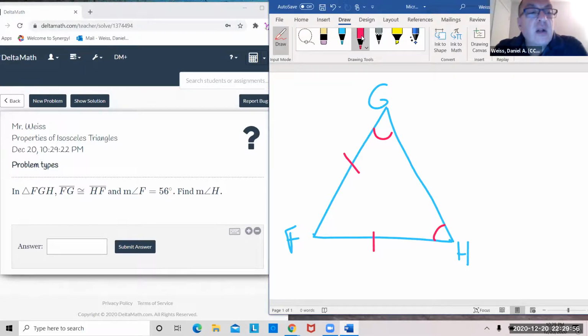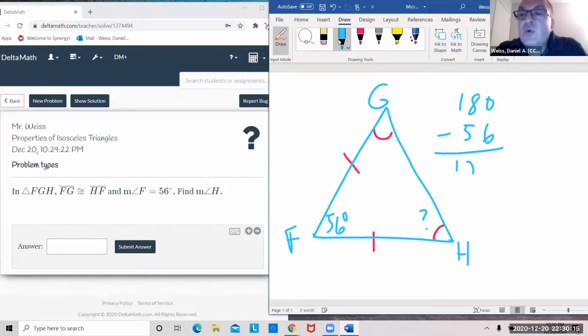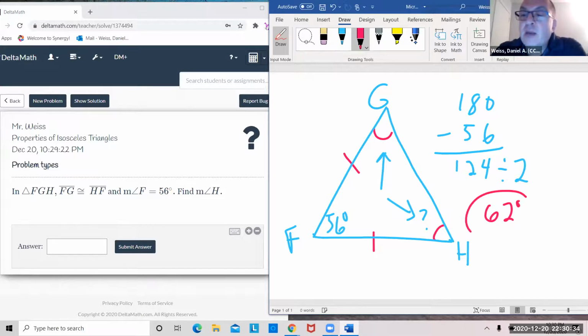Angle F is 56 degrees. So this guy here is 56. What's angle H? If you do 180 minus 56, you get 124. Now all you have to do, because this angle is equal to that angle, so you have two equal angles, is take 124 divided by 2 and you get 62. Easy.